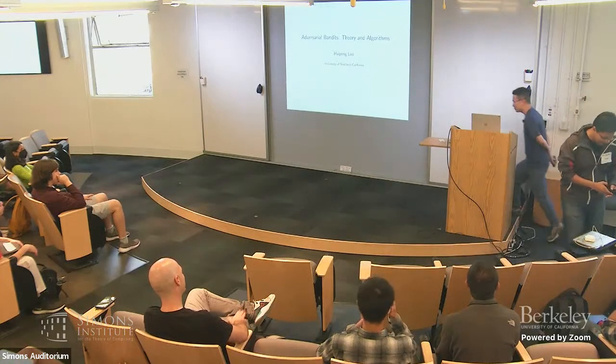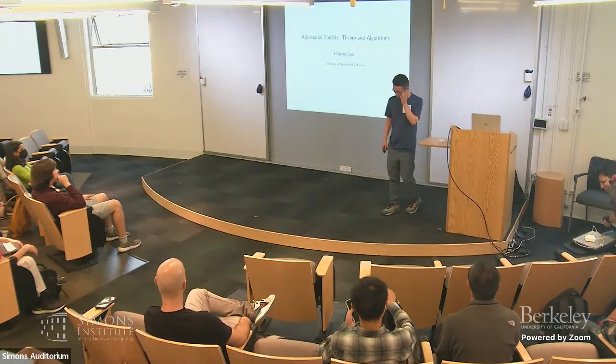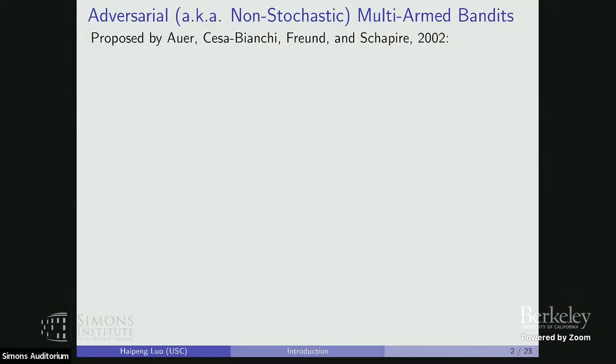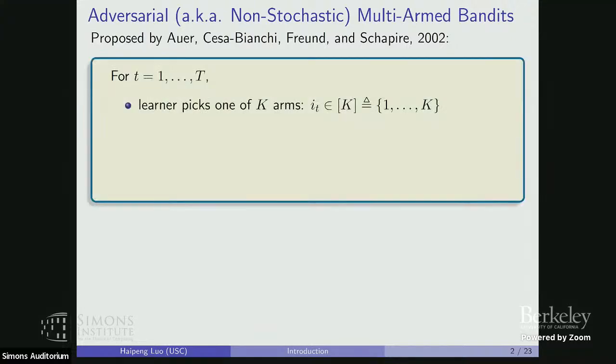Thank you. Thanks for having me. So I will be talking about the adversarial version of multi-armed bandits, which is arguably less known compared to stochastic bandits. But I promise it's going to be interesting and useful. Given Shipra's talk this morning, I don't think I need to motivate this problem anymore. So let's directly go into the formal formulation, which was first studied by Auer, Cesa-Bianchi, Freund, and Schapire two decades ago.